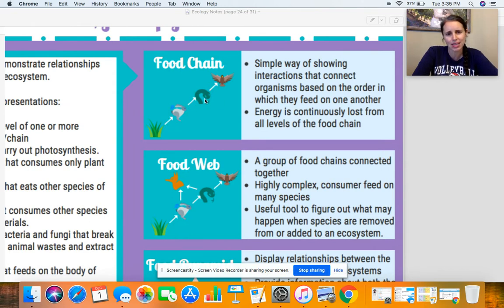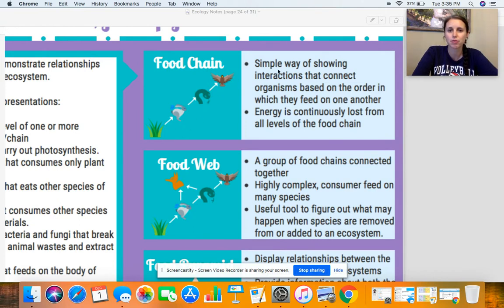Then we have a snake is going to feed on the rabbit. And then we have a hawk is at the top of the food chain. So we would actually call this here our first trophic level. This would be our second trophic level. This would be our third trophic level. And this would be our fourth trophic level.